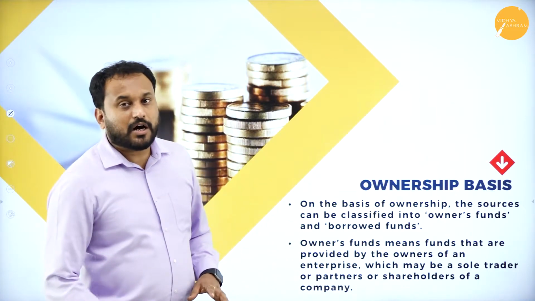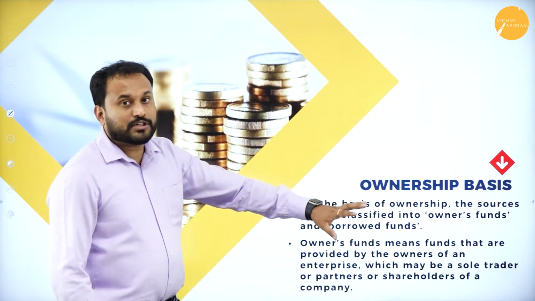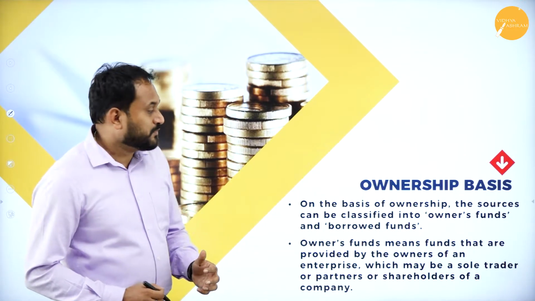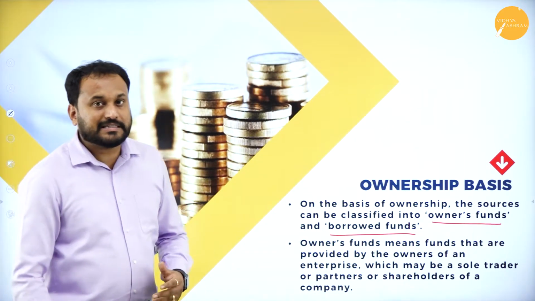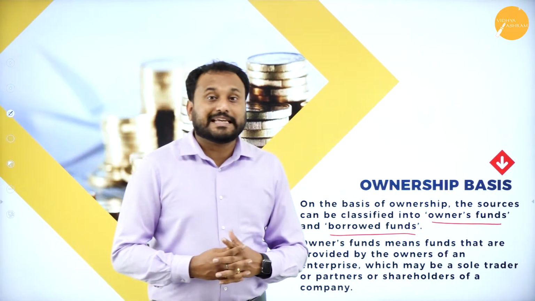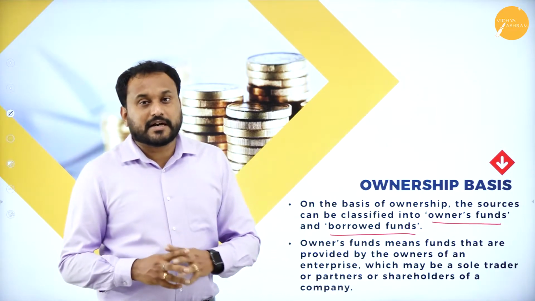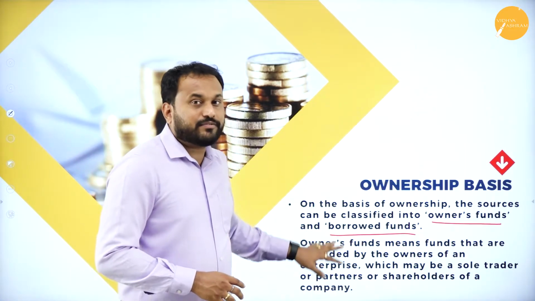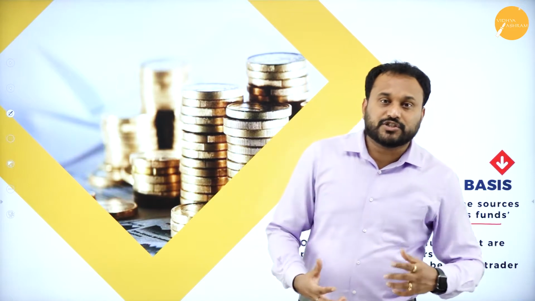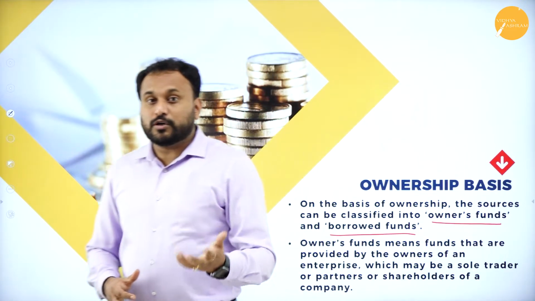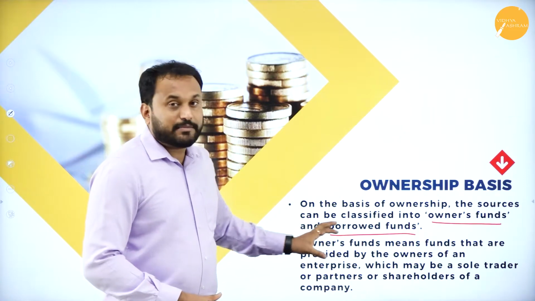On the basis of ownership, how is it classified? The sources can be classified into owner's fund and borrowed fund. Please understand, on the basis of ownership, it is classified into two: one is the owner's fund, another is the borrowed fund. When I say owner's fund, it is all about the equity share and the preference share. When it comes to the borrowed fund, that means the company is borrowing from somebody. We call that a debenture. People who give a loan to the company all come under the borrowed fund.